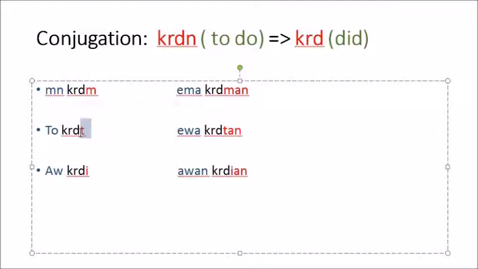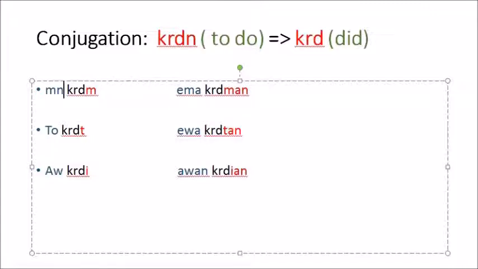These red ones are the endings we added, okay? m, man, t, tan, yi, yang. We call these endings linking pronouns. And with these linking pronouns, min krdin means I did. And actually, we don't need this min. If I say krdin, it means I did. So it's up to us whether we omit the subject pronoun or not. So it's the same: min krdin or krdin.